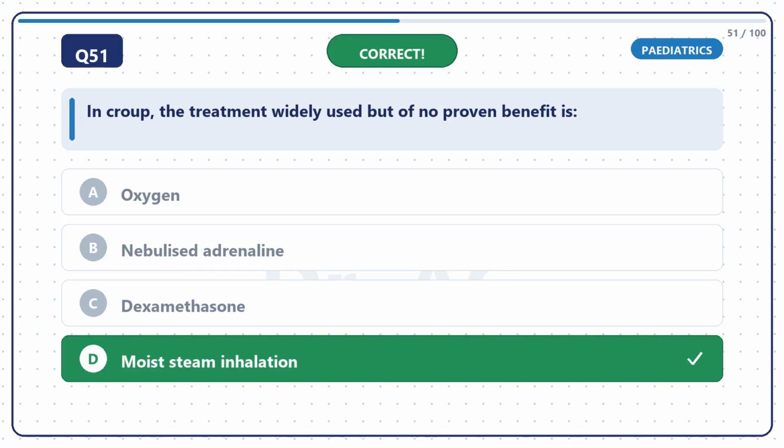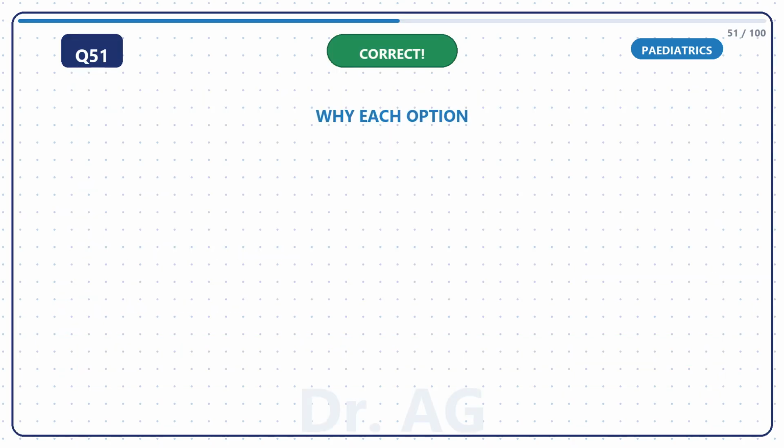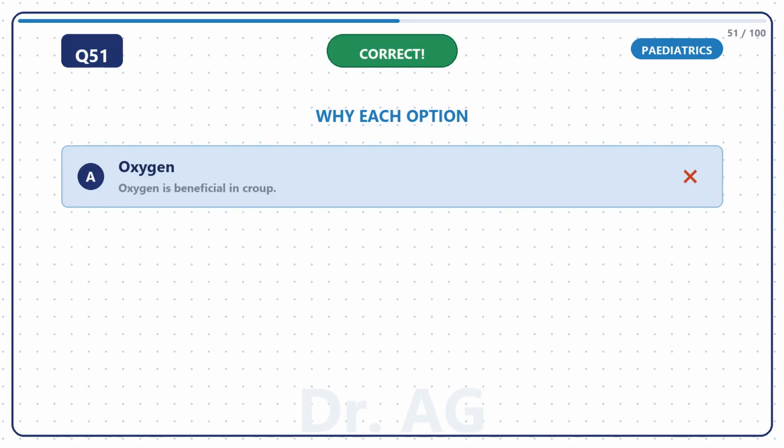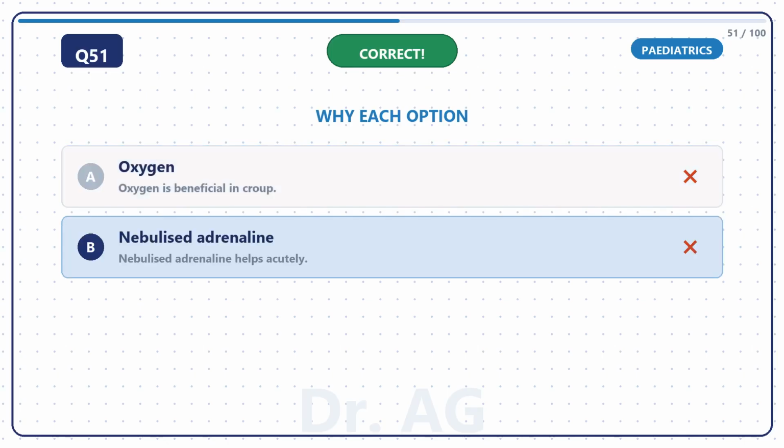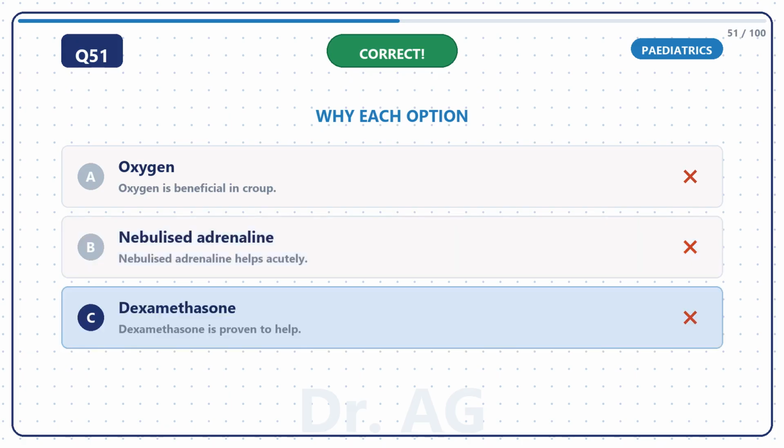The correct answer is option D. Moist steam inhalation. Let's go through the options. Oxygen. Oxygen is beneficial in croup. Nebulized adrenaline. Nebulized adrenaline helps acutely. Dexamethasone. Dexamethasone is proven to help.